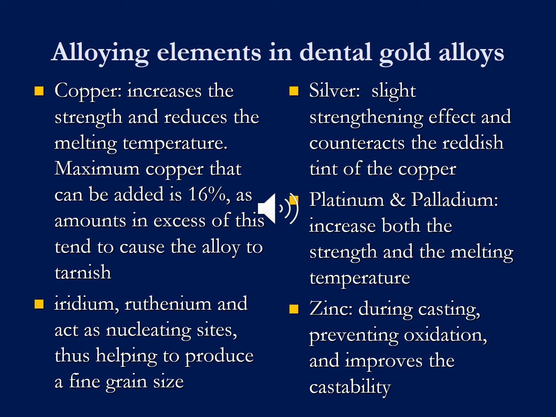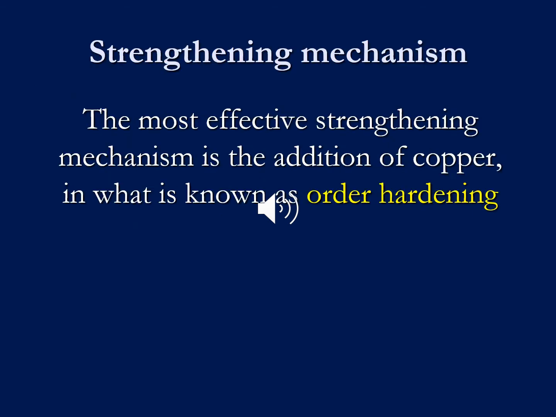The platinum and palladium both increase the strength and the melting temperature. Zinc acts as a scavenger during casting, preventing oxidation, and improves the castability. Strengthening mechanism. Although all of the alloying elements give rise to some increase in the yield strength of the gold alloy by forming a solid solution, the most effective strengthening mechanism is the addition of copper, in what is known as order hardening.